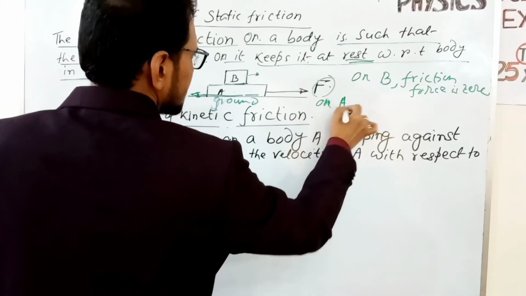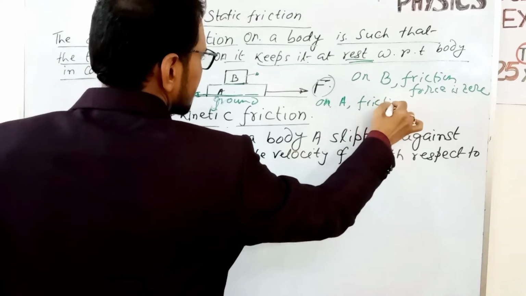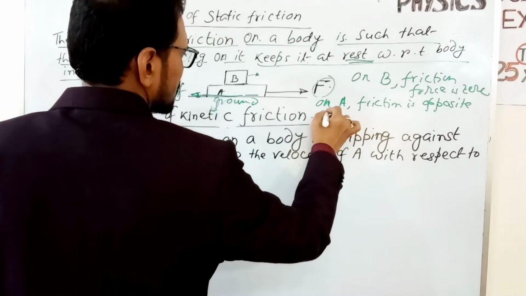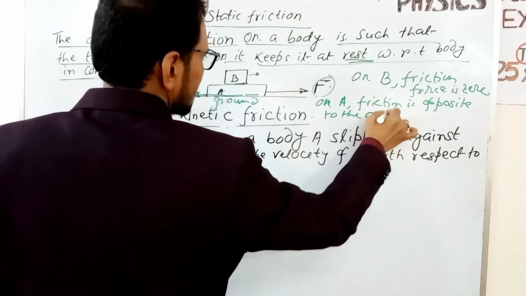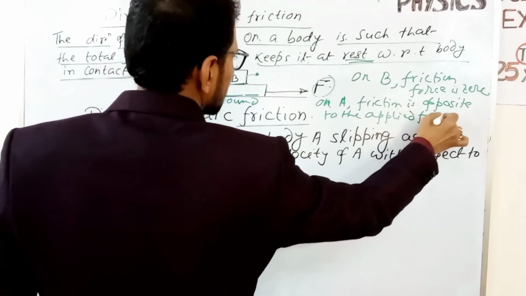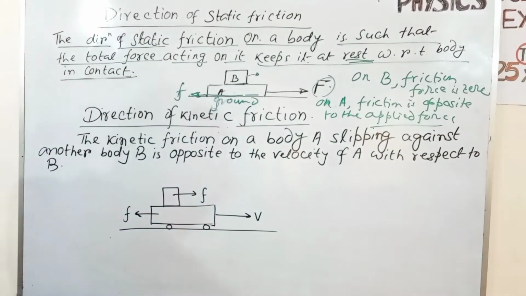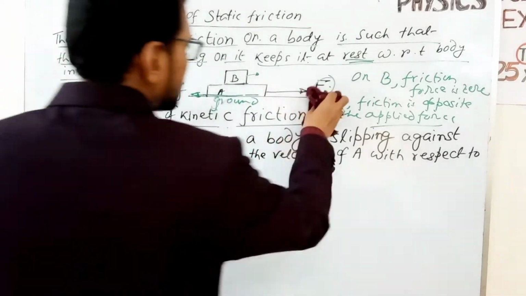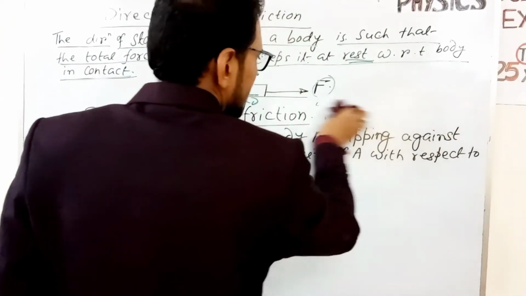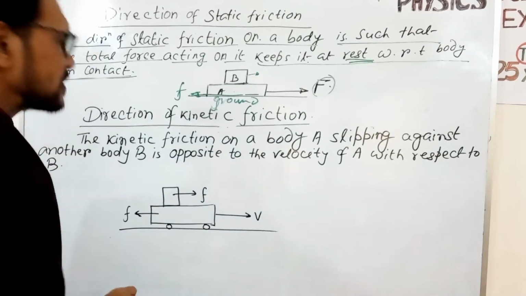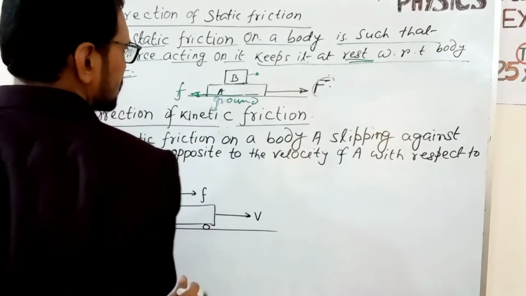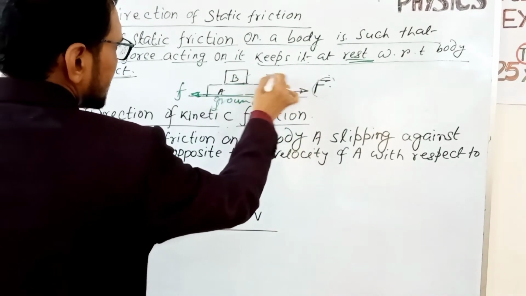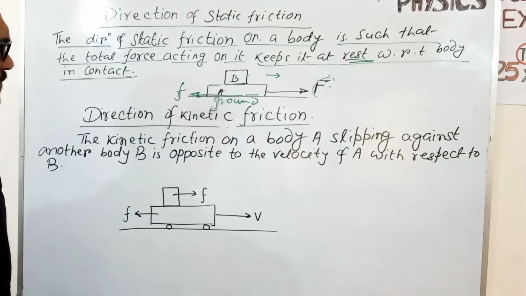On A, friction is opposite to the applied force. Okay, now if the force is more, that is, if the applied force gradually increases, at a particular value of F suppose A and B move together with an acceleration.